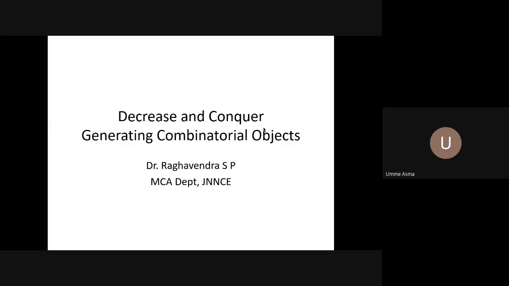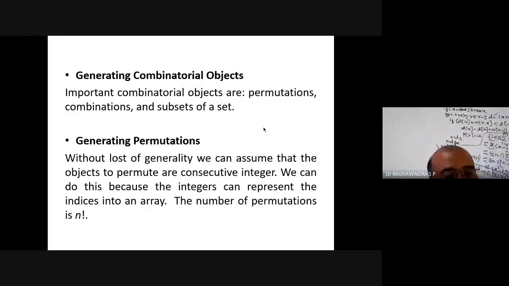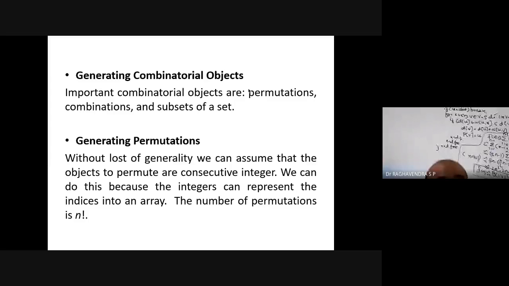Yes, sir. So today's concept is generating combinatorial objects based on decrease and conquer. What is this? It is a way of representing numbers in different types of permutations and combinations. For example, if you consider the factorial of a number or the Fibonacci of a number, these are different ways of representing numbers. Also sometimes we are going to use subsets of this concept. A subset of a set is also a different type of combination.